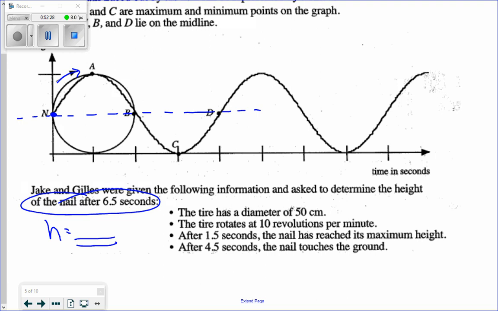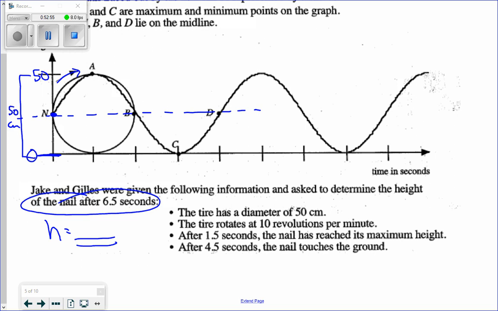The tire has a diameter of 50 centimeters. What does diameter mean? Total distance across. Okay? So total distance across is 50 centimeters. So that tells us that the bottom is at 0, the top is at 50. That one sentence tells us the minimum and the maximum.